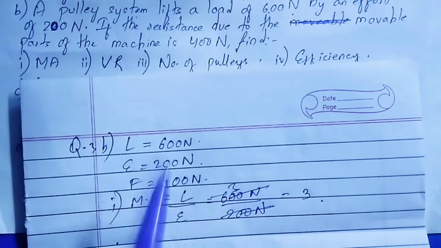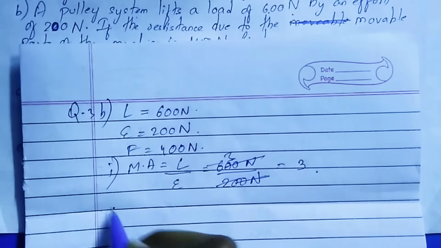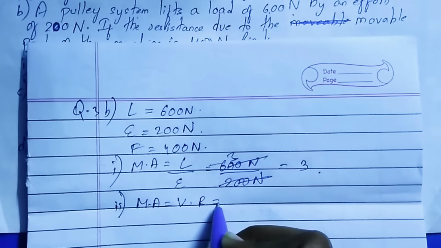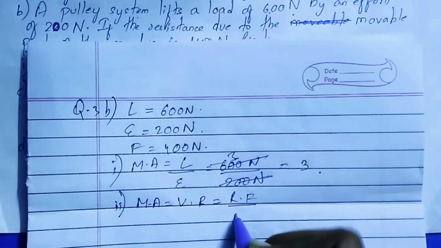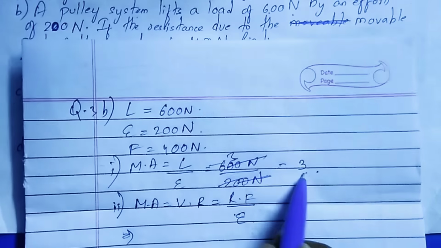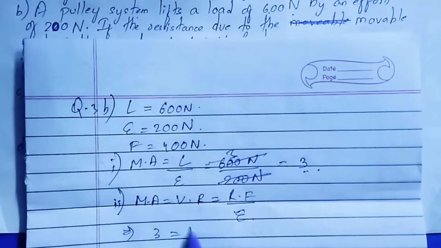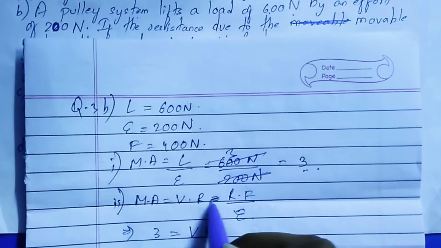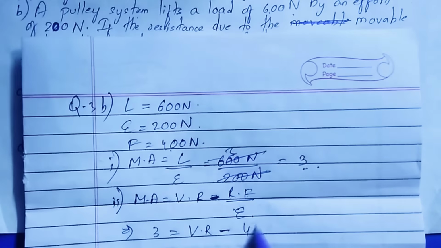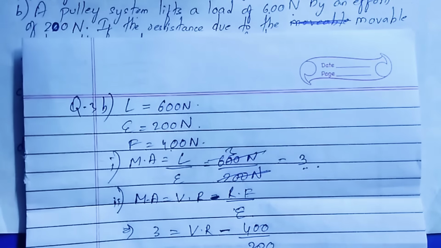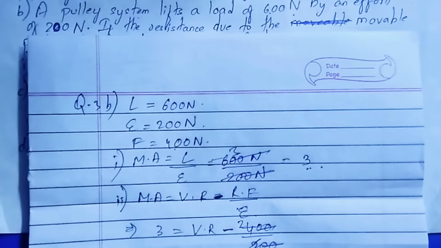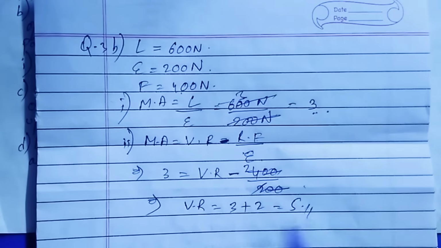Now you need to find velocity ratio. So friends, there is one formula you must be knowing. Mechanical advantage is equal to velocity ratio minus the resistive force by the effort. Mechanical advantage you have already found, it is 3. Velocity ratio is not given, you need to find it. So 3 is equal to velocity ratio minus resistive force by effort, that is 400 Newton by 200. So this 2 will get cancelled, 2 2s are 4. So velocity ratio is equal to 3 plus 2, that is 5. So velocity ratio is 5.